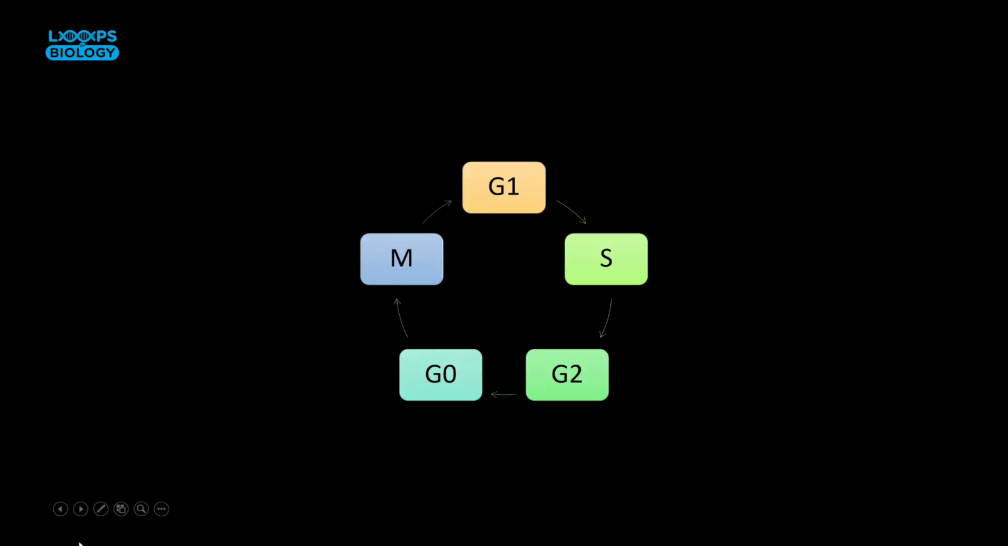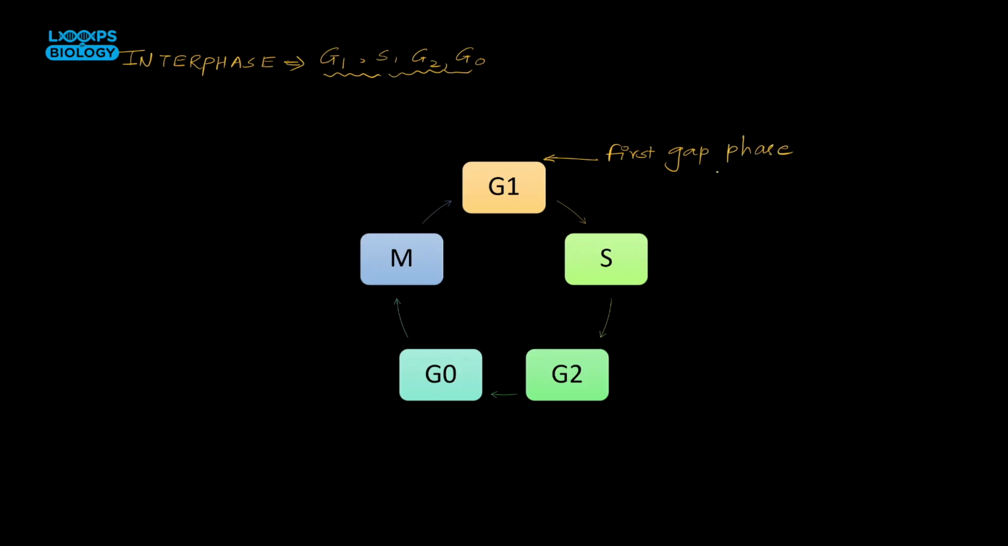If you are talking about all the events occurring inside a cell cycle, the first event is called interphase. That interphase is comprised of G1, S, G2 and G0. So these components come under your interphase. Now what are these phases? G1 phase is called the first gap phase.